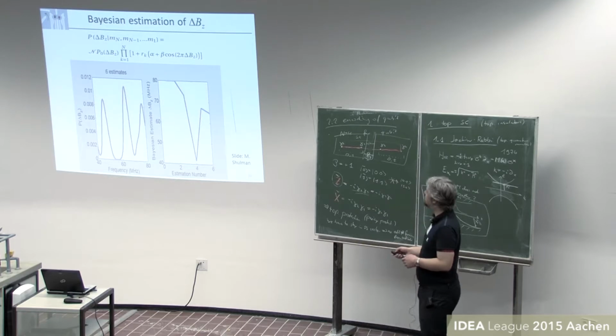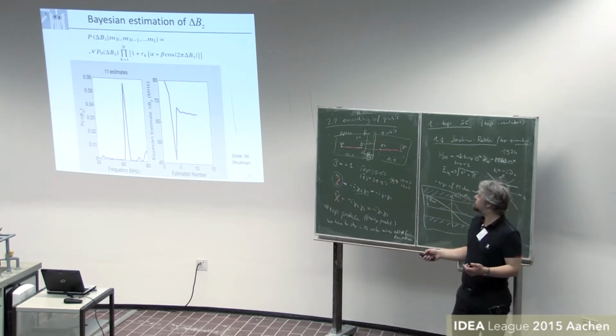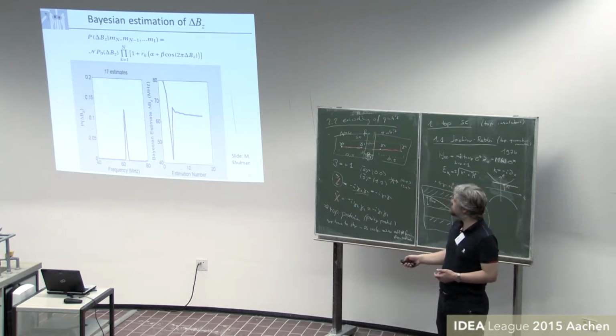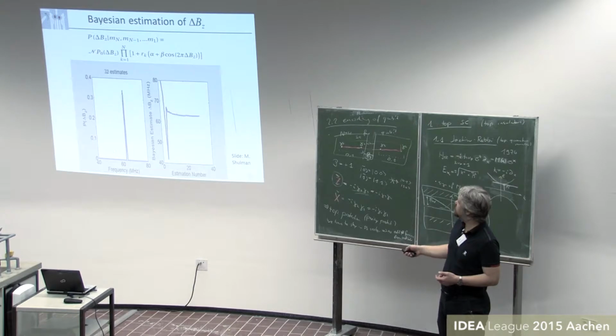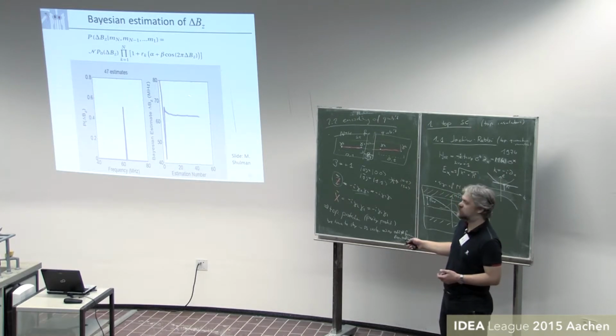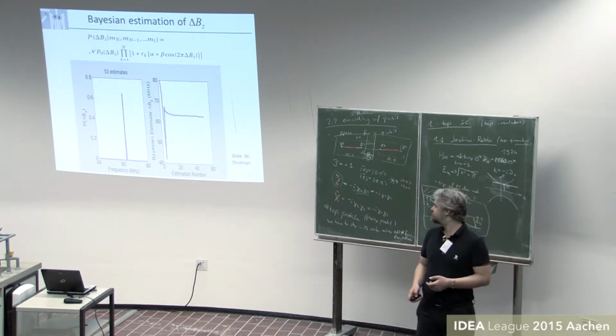So every time a measurement comes in, it gives you more information. Initially you saw some wild evolution, but then eventually it narrows down on some very narrow peak after just a fairly small sequence of measurements, a few tens.